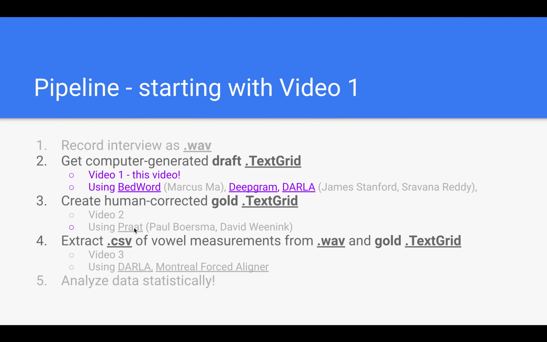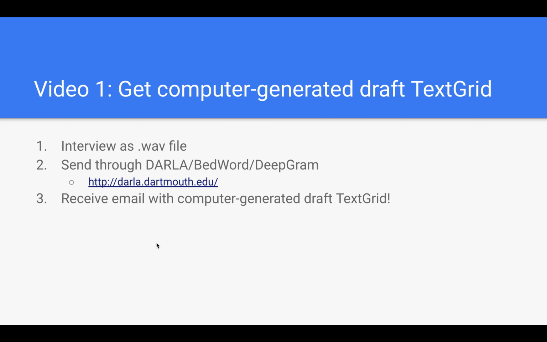And then in the next 2 videos, I'll talk about the subsequent steps. Okay, so in this first video, we're going to show you how to get a computer-generated draft text grid. So first, we're going to start with the interview as a WAV file.